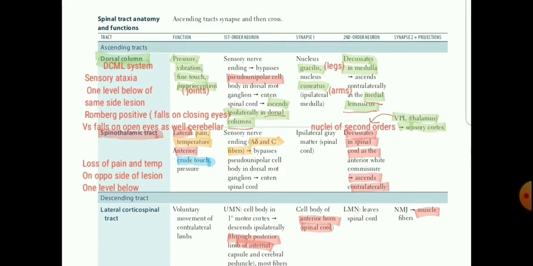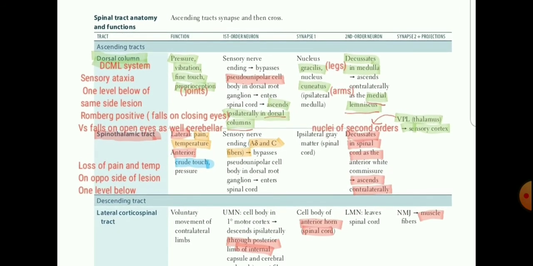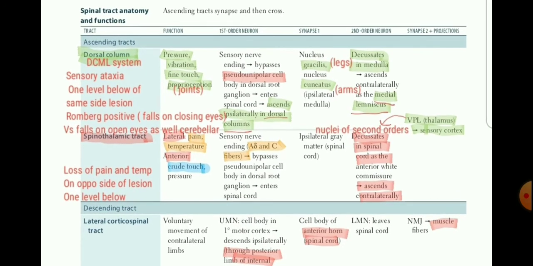And they decussate in the medulla, because they go all the way through the spinal cord, ascending ipsilaterally in the dorsal column. So this ipsilateral and in the dorsal column are lost, and any lesion will lead to ipsilateral loss, unlike the anterolateral, where they decussate inside the spinal cord, and the contralateral loss, one level below the lesion, is seen here.